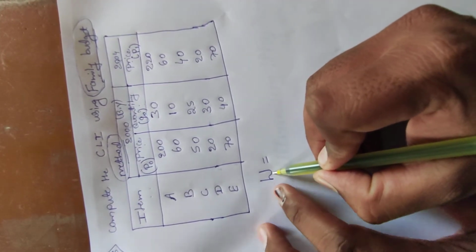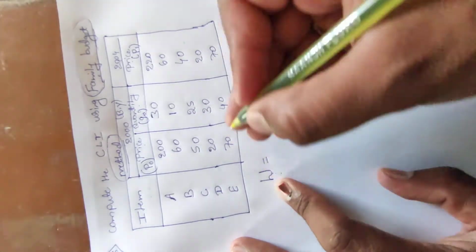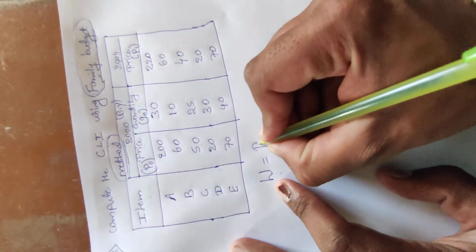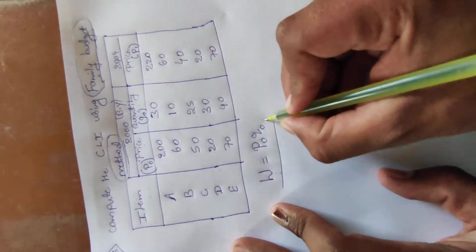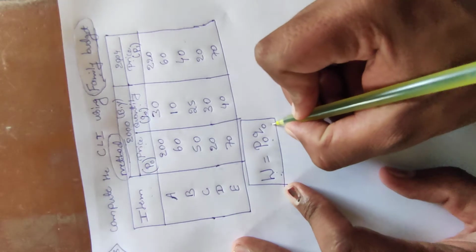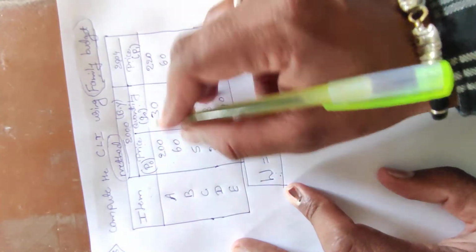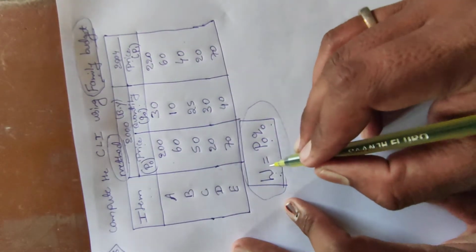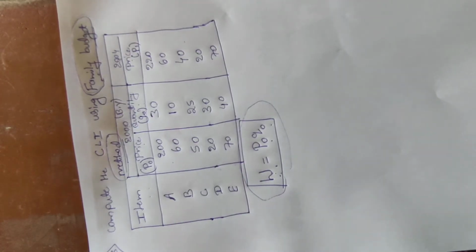When W is not given in the problem, W is equal to the base values, meaning P naught, the price of the base year, and Q naught, the quantity of the base year. Weightage is equal to P naught times Q naught. We have to multiply these, and that is the value of the weightage. Let us see how to solve this problem.